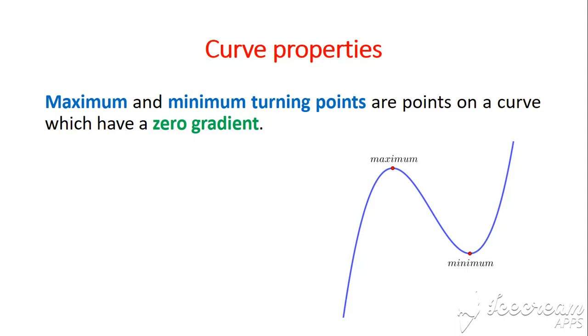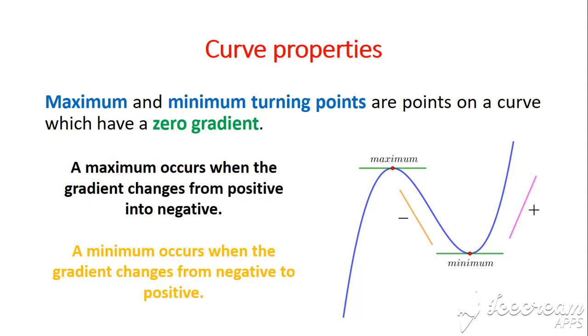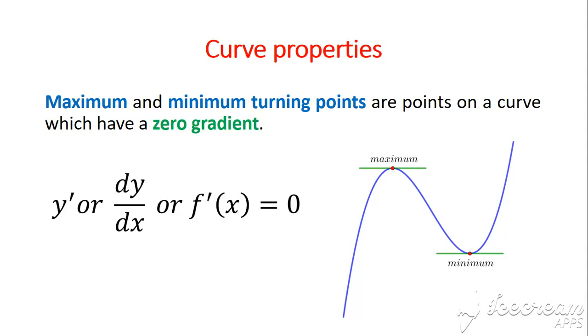First thing, maximum and minimum turning points are points on the curve which have a zero gradient. Remember, a maximum occurs when the gradient changes from a positive gradient into negative, and a minimum occurs when the gradient changes from a negative gradient into a positive. And both of them have a gradient rule equal to 0.